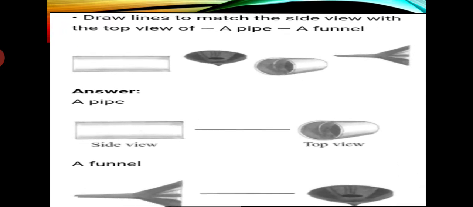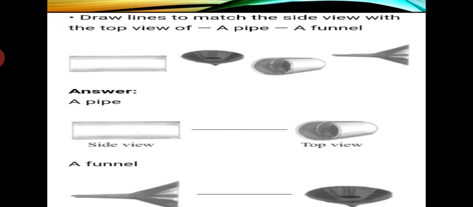Next. Draw lines to match the side view with the top view of a pipe and a funnel. Side view and top view of a pipe and funnel are given. You have to match the top view and side view of a funnel and the top view and side view of a pipe. Very easy. You can look carefully and you can get the answer. If there is any doubt, you can look at the slide.